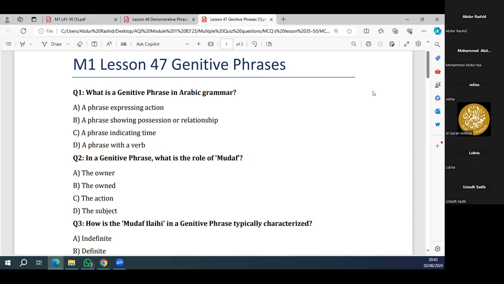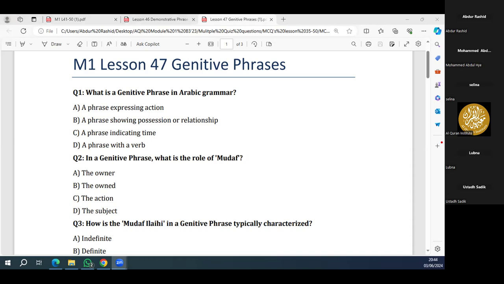As usual, if you can put your answers in the chat. I'd like quick responses, please, because I know we've gone past the time. We don't want to go into Maghrib, so please respond. Otherwise, I'll have to wait for people to respond, and I'll ask people individually. Question 1: what is the genitive phrase in Arabic grammar?